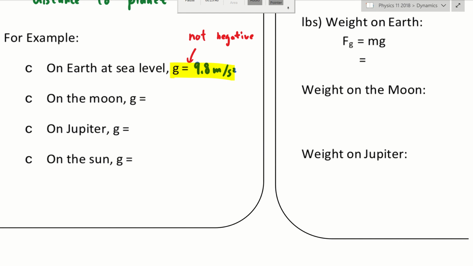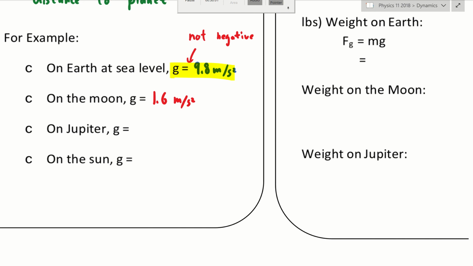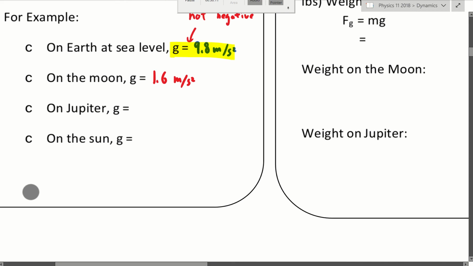Now, the moon is about 6 times weaker than us in terms of gravity. So on the moon, the force of gravity is approximately 1.6 meters per second squared, which means you can jump 6 times higher. You can lift an object that's 6 times heavier than what you could on Earth. So for example, if on Earth you can lift 1 bicycle at most, then on the moon, you can lift 6 bicycles at one time. Okay? Because that means an object is 6 times lighter on the moon.